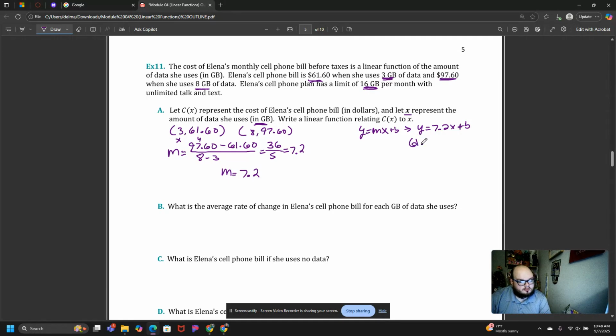So we're going to have 61.60 is equal to 7.2 times 3 plus b. So we have 61.60 is equal to 21.60 when we multiply that on the calculator. We're going to subtract 21.60 to get to b. We're going to have 40 is equal to b. So then I can bring the whole equation together, 7.2x plus 40.